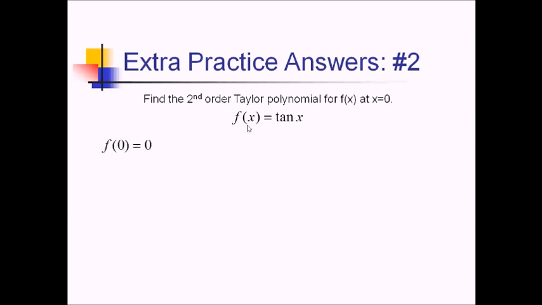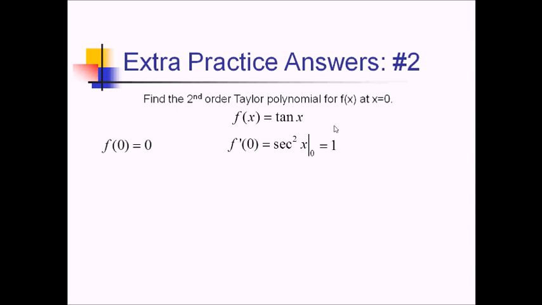Next, for f prime evaluated at 0, well, f prime is just secant squared of x, evaluated at 0. So secant of 0, that's going to be 1 over cosine of 0. Cosine of 0 is just 1. So 1 over 1 is just 1. Squaring 1 still gives us, you guessed it, 1. So that's what all that comes out to.